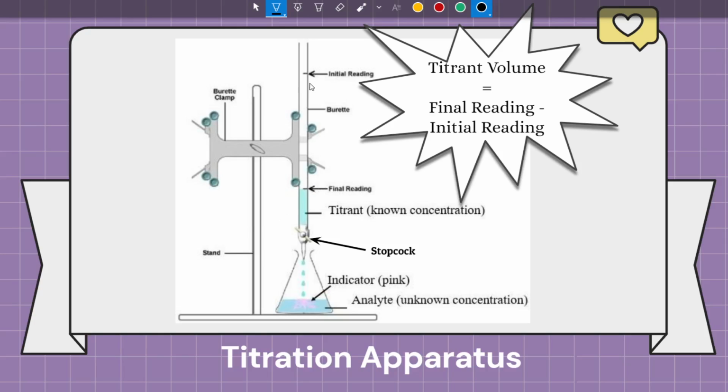So before you start anything, you take your initial reading, you take your final reading, okay, and your titrant volume is the difference between the two. And so if you know your volume, you know your molarity, you can solve for moles. And that's how a titration works.